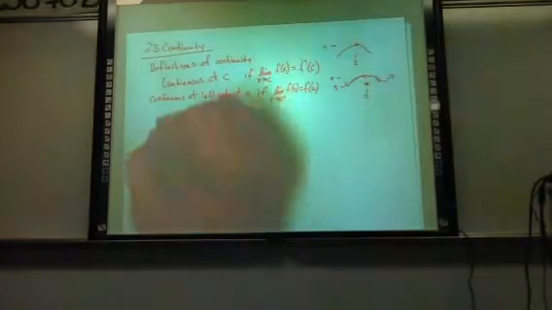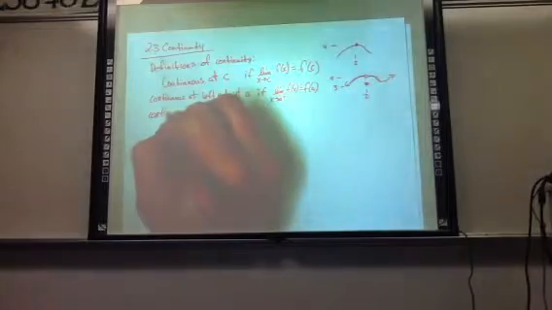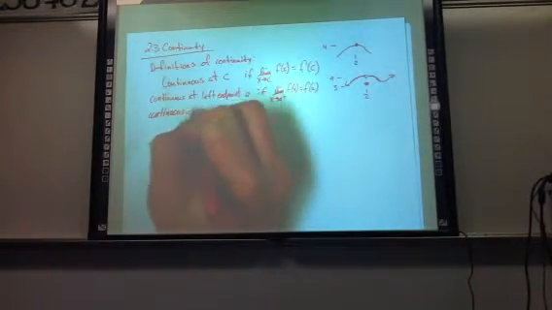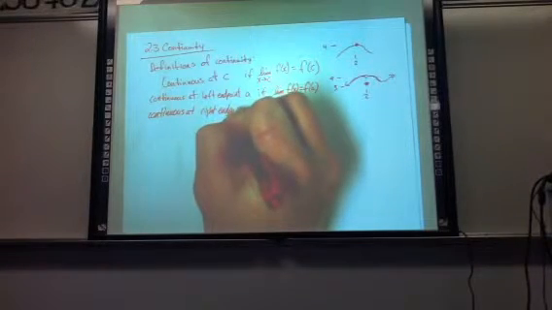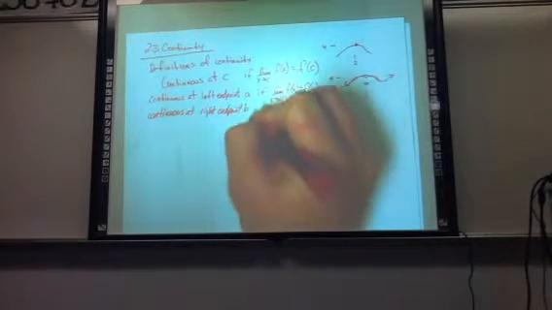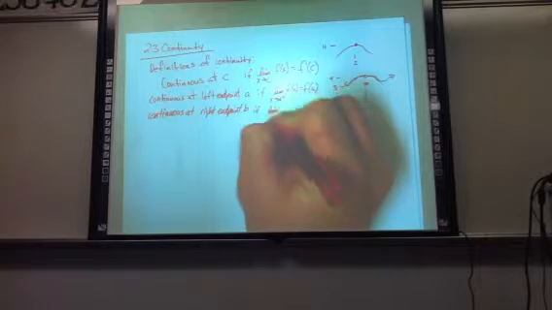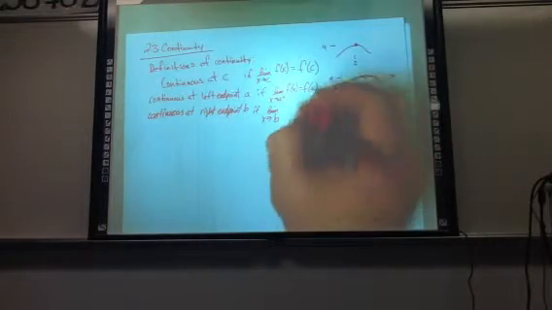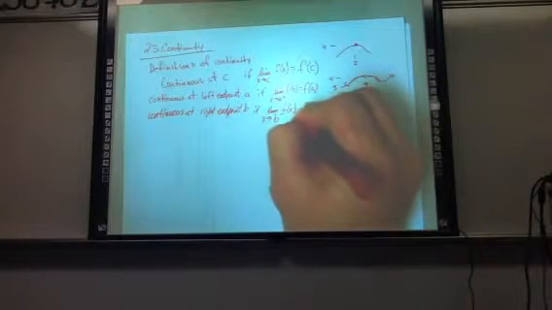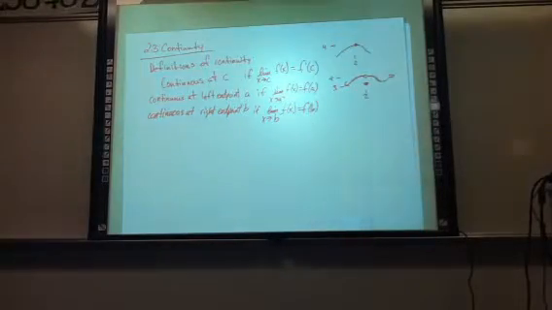Same with on the right. Continuous at right endpoint b if the limit as x approaches b from the left of f of x equals f of b.